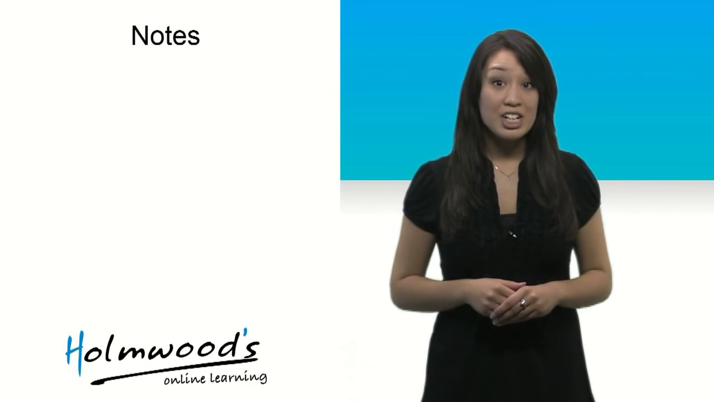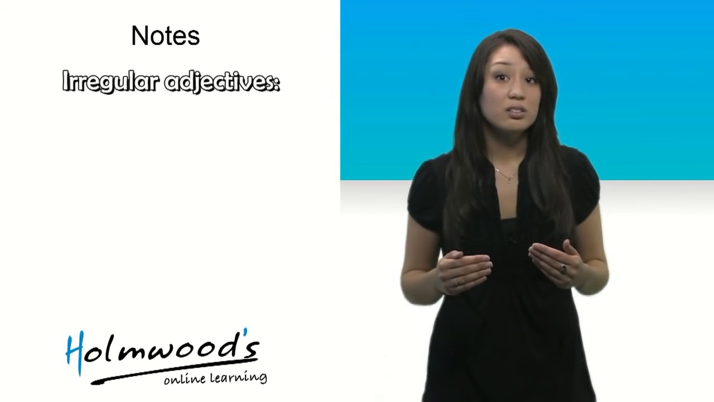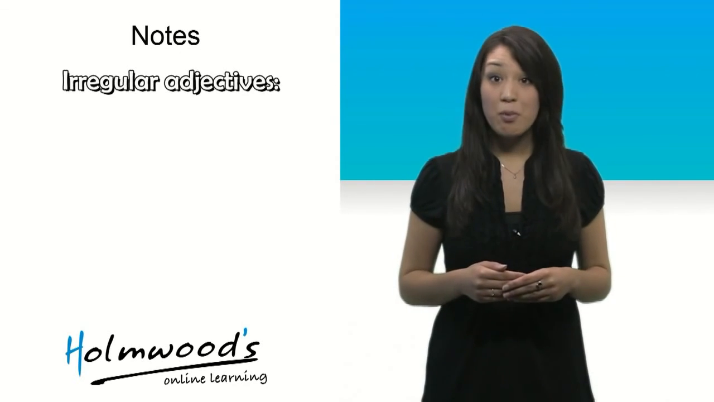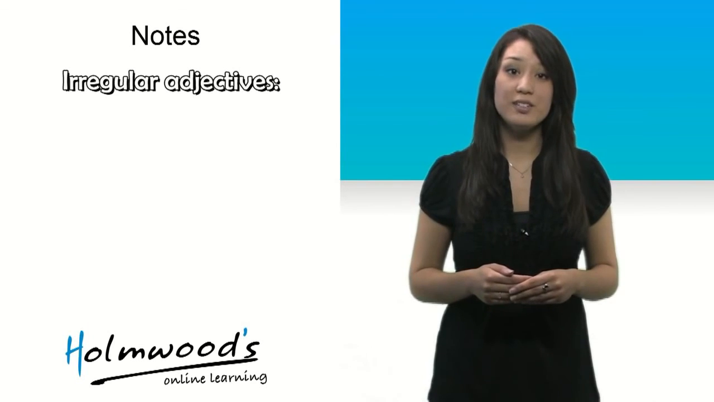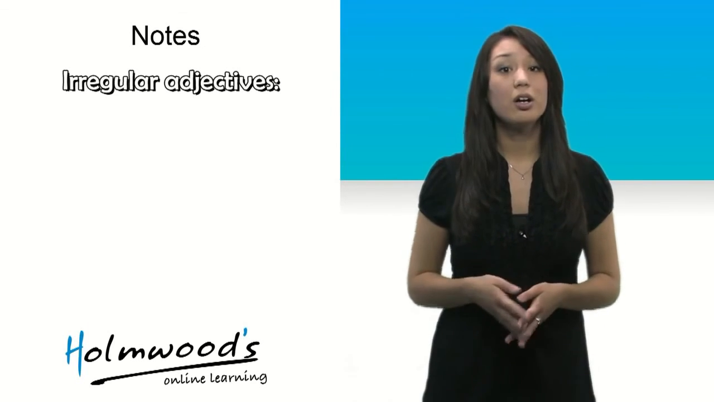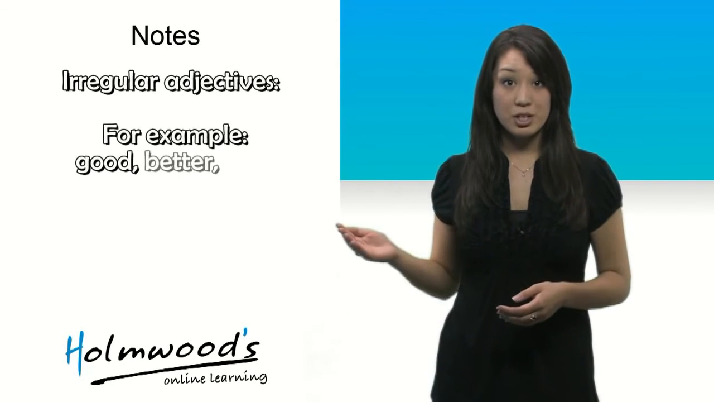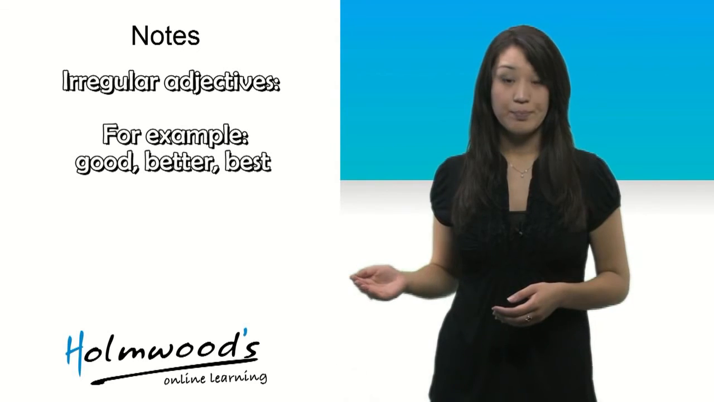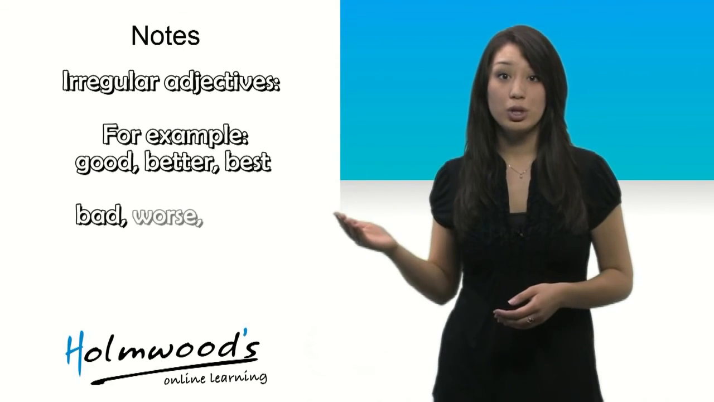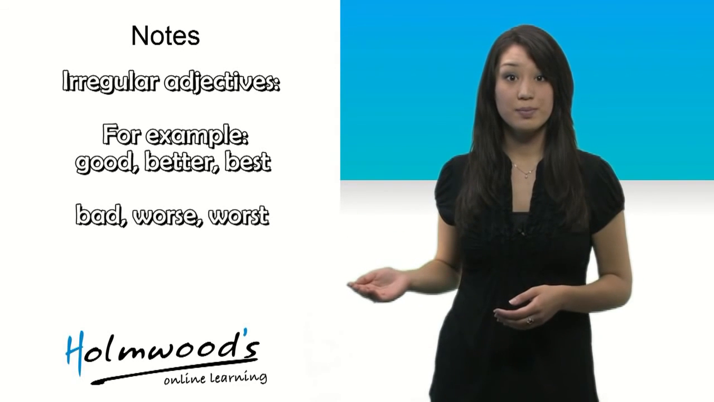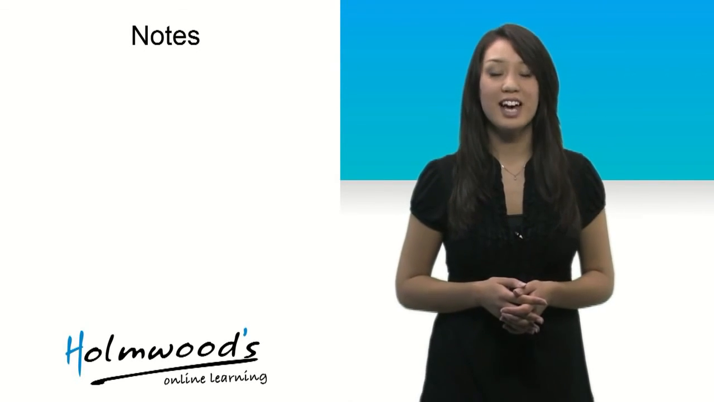Now there are some adjectives that are irregular. You will just have to memorize their comparatives and superlatives. Examples are good, better, best. Bad, worse, worst. You will find more examples on the grammar sheet. Now it's time for you to do the exercises.